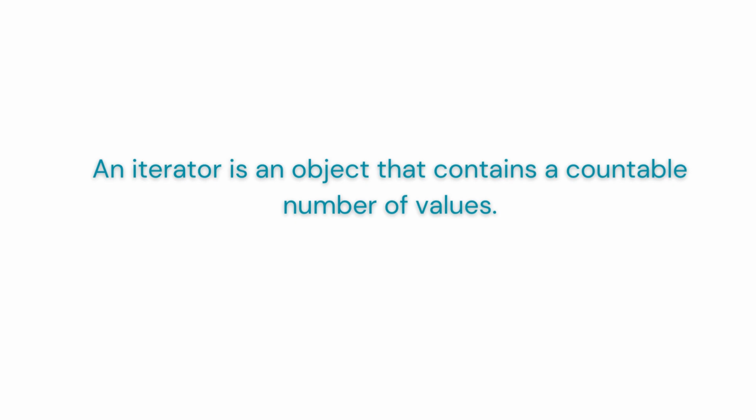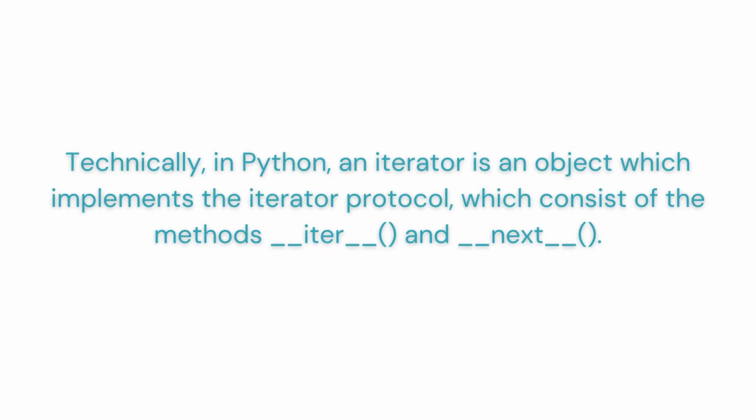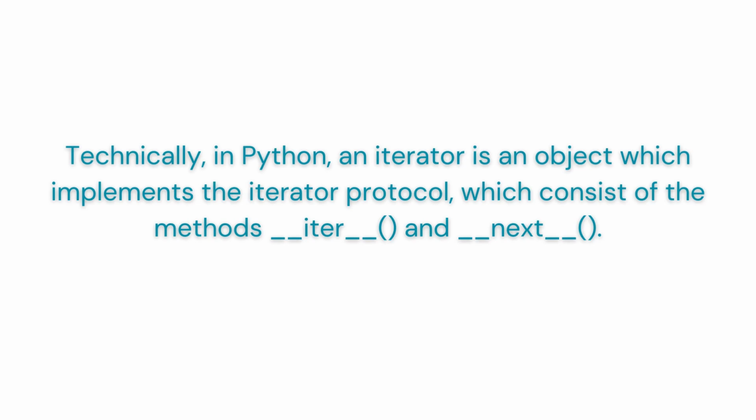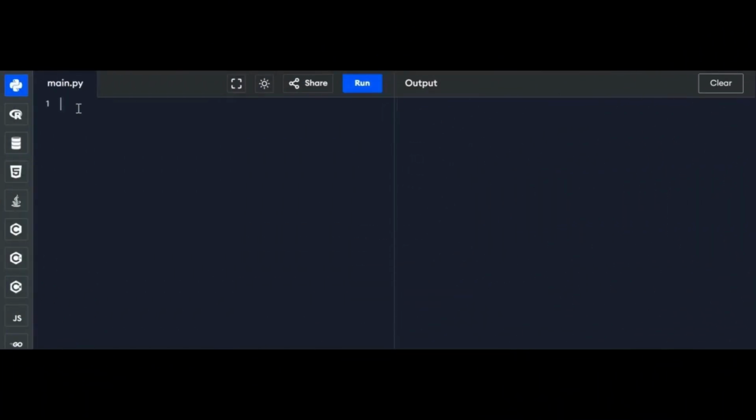An iterator is an object that contains a countable number of values. It is an object that can be iterated upon, that is, you can traverse through all the values. Technically, an iterator is an object which implements the iterator protocol, which consists of the methods __iter__ and __next__. Strings, lists, tuples, dictionaries, and sets are all iterable objects. Let's see how it works.